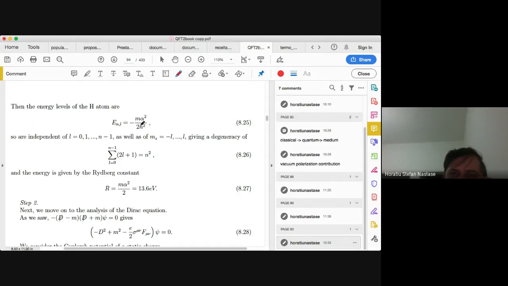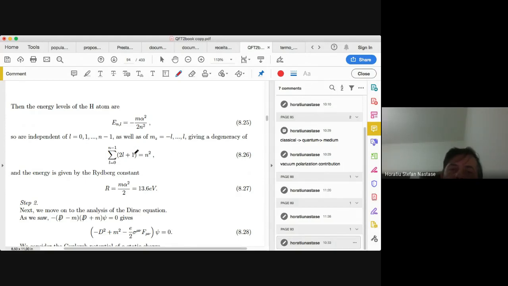And n is the total energy level. But beside n, we also have the angular momentum, L, which is 0, 1, up to n minus 1. And we also have the projection of the angular momentum onto the direction z, which goes from minus L to L.